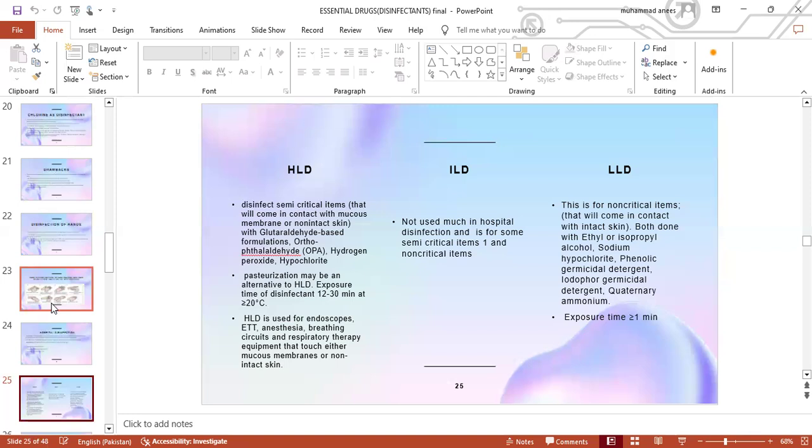Moving on to intermediate-level disinfection, it is not much used in hospital disinfection and is for some semi-critical items and non-critical items. In the case of low-level disinfection, this is for non-critical items that will come in contact with intact skin, done with ethyl or isopropyl alcohol, sodium hypochlorite, phenolic germicidal detergents, iodophor germicidal detergents, and quaternary ammonium. Exposure time for the disinfectant will be more than or equal to 1 minute.